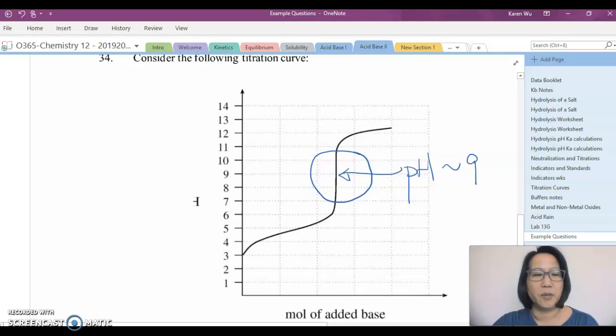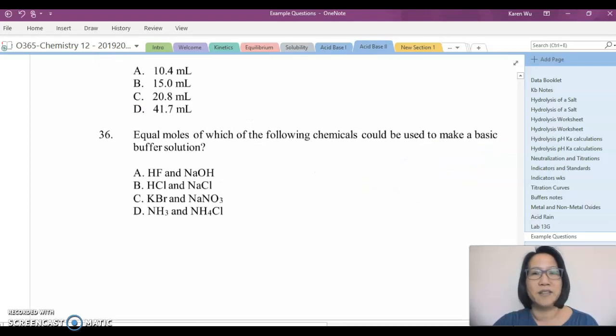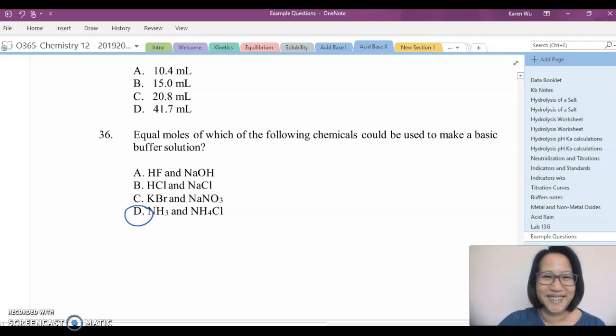Let's see if there's another one of those around. Oh yeah, I better hurry up. Number 36, and the answer is D. Good job. Here we have an example of a weak base and then its conjugate acid.